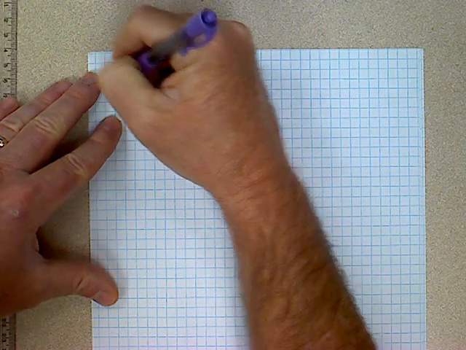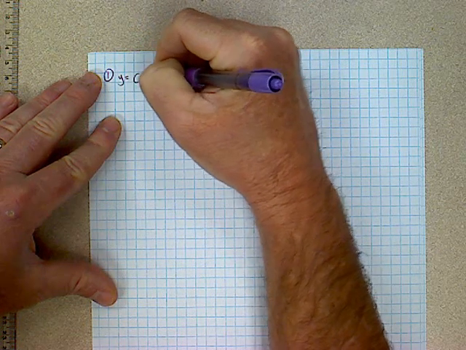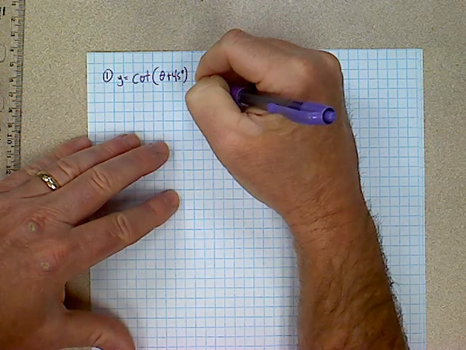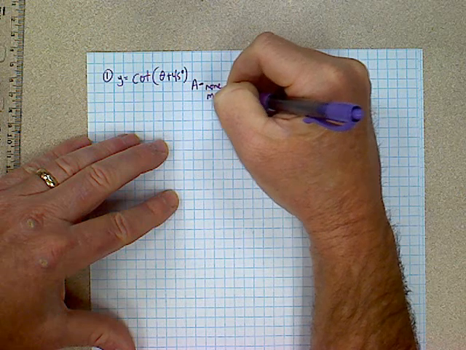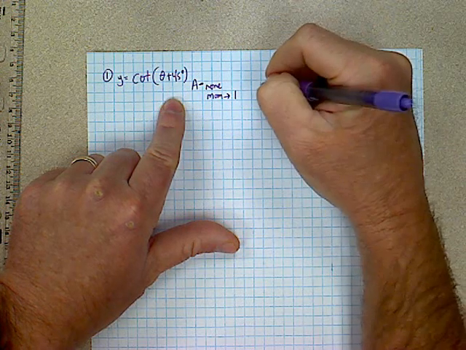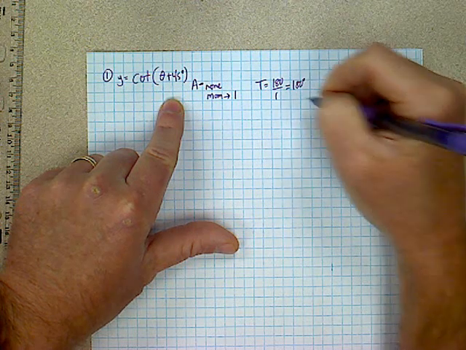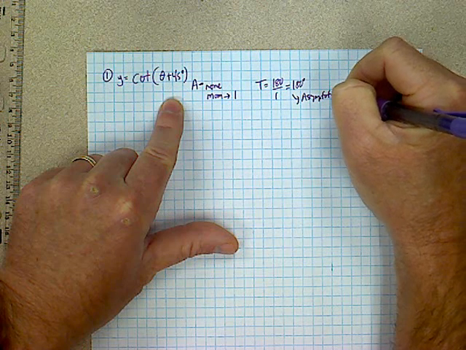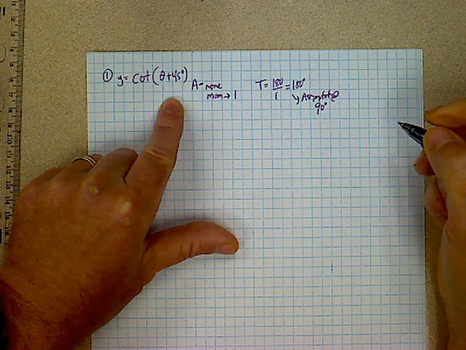So first one today is going to be y equals cotangent of theta plus 45 degrees. So again, our amplitude is none, but we'll be thinking about the middle of the middle. That's going to happen at 1, cotangent. And we're going to have a period of 180, again divided by 1, still 180, giving me an asymptote at, let's see, at 90 degrees, middle of that.